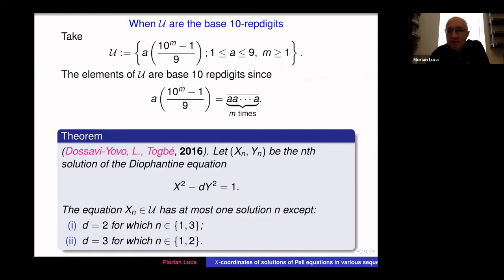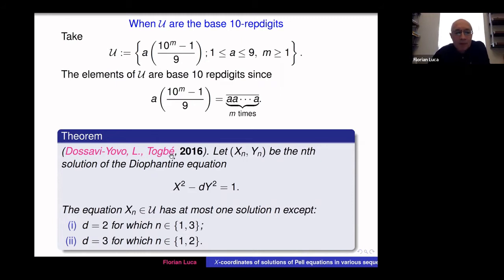For example, 11, 222, 8,888, all these things are repdigits. To encode that, you have a digit A, which repeats itself m times. The digit is between 1 and 9, so this number is equal to A multiplied by the number 11111 repeated m times, and that number is 10 to the m minus 1 plus 10 to the m minus 2 all the way down to 1, and you sum up this geometric progression and you get this element.